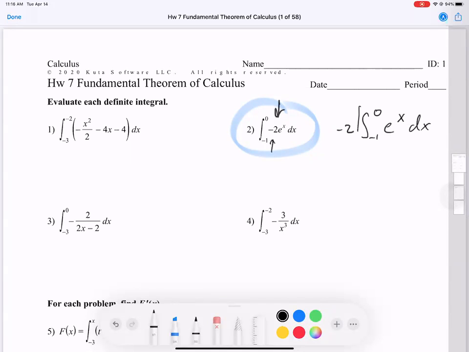Now we know that this here is a straight identity. The integral of e to the x is e to the x. So we just write it. That becomes -2 e to the x. We do a bar, and we're at -1 to 0. And then we plug in -1 and 0.